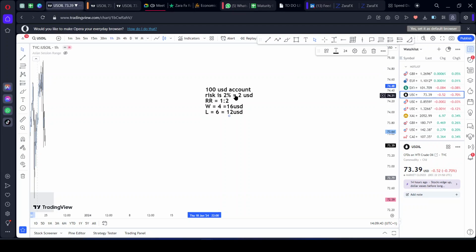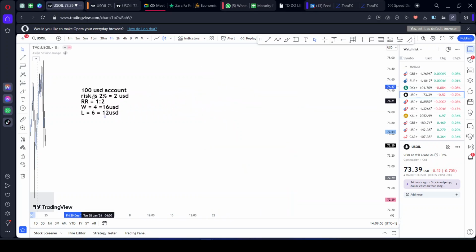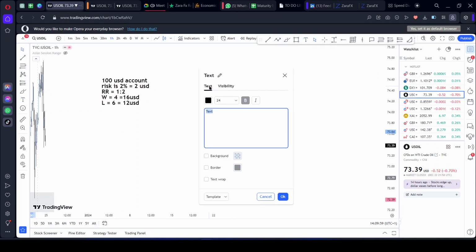It means for every time we raise $2, we are making $6. So 6 times 4, that's 24. Let me copy this and make a second one for 1:3. Let's compare. So 6 times 4 is what? 24. 2 times 6, 12.